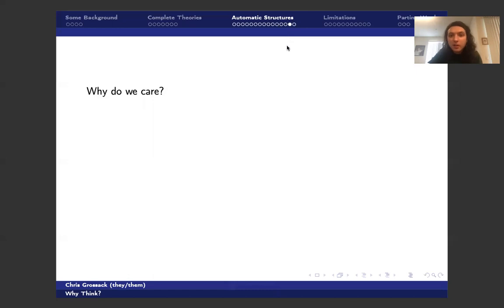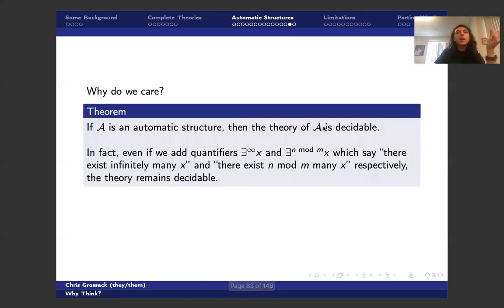So again, I mentioned none of that because it's rather technical. But why do we care? If A is an automatic structure, then the theory of A is decidable, for exactly the reason I just outlined. And in fact, you can add bonus quantifiers to your logic, and the theory remains decidable. So if you have questions that ask, are there infinitely many x, and are there n mod m many x, you can actually still decide these questions.